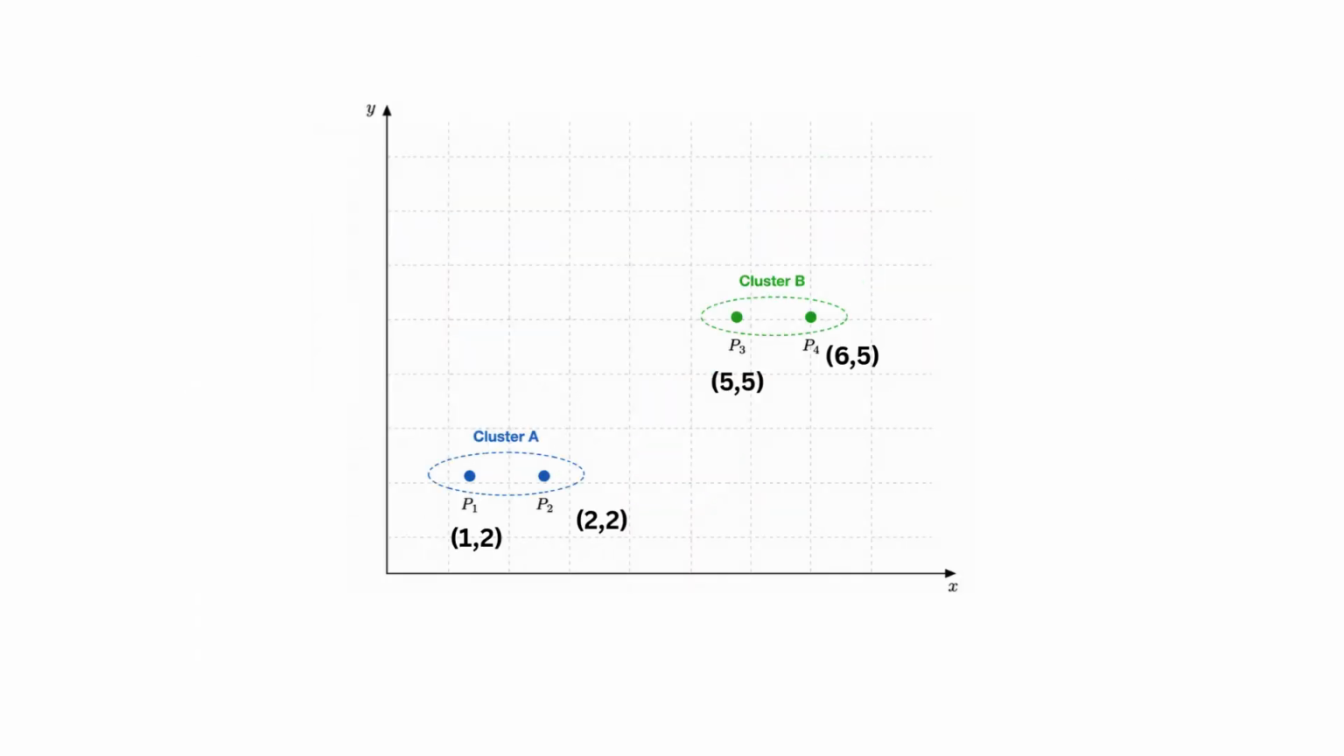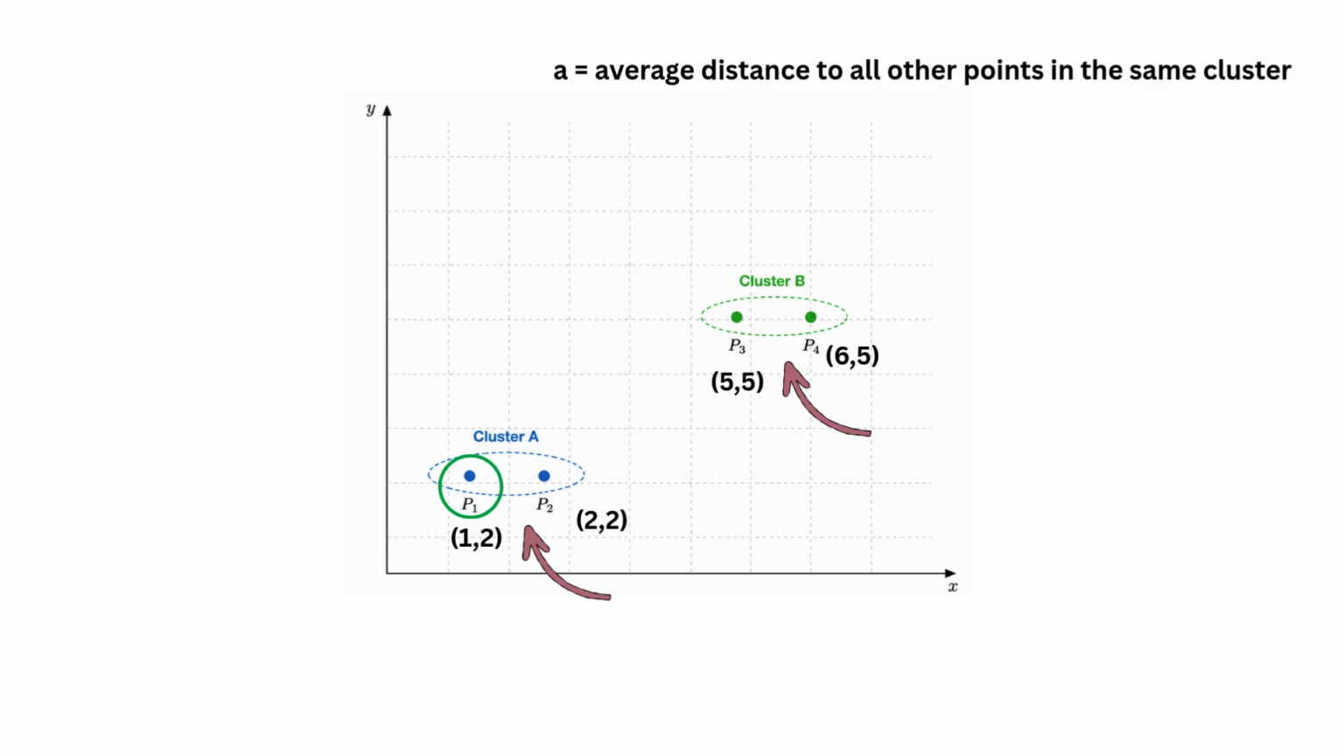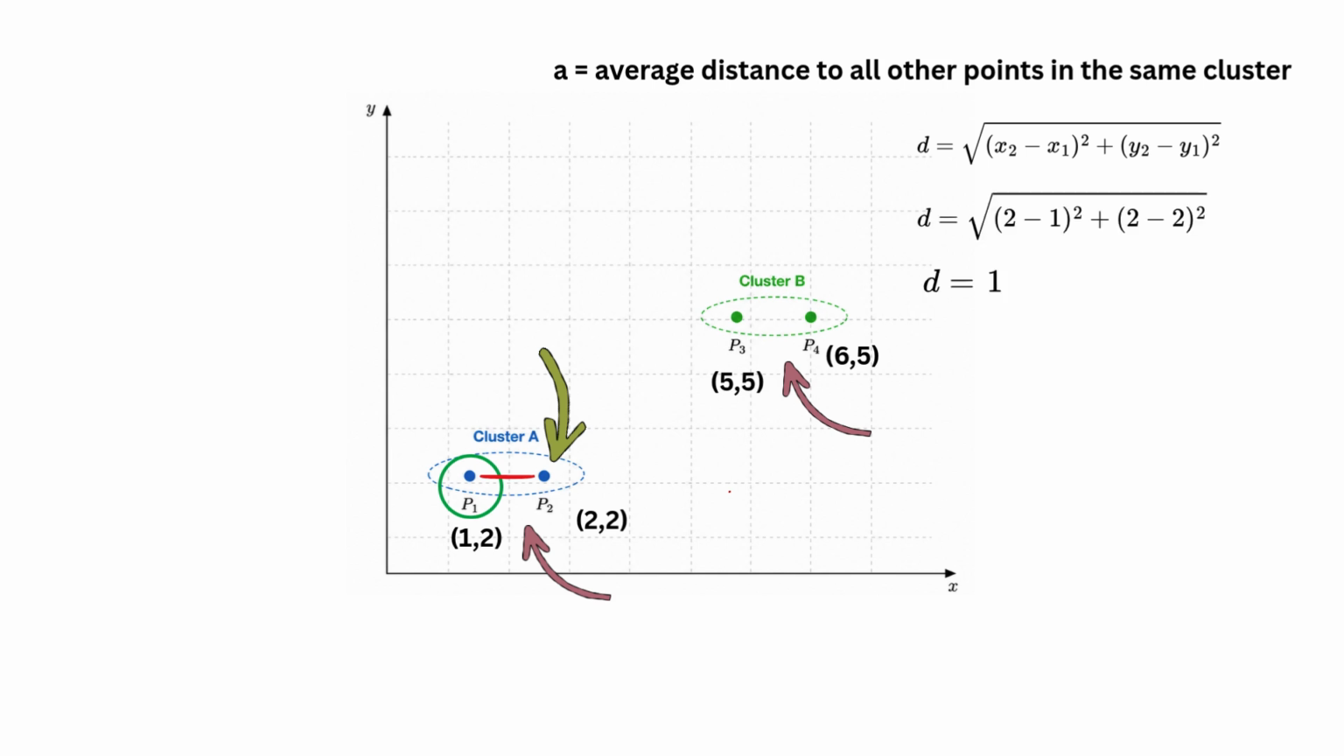Let's take a coordinate plane. We have cluster A and cluster B. We want to find the silhouette score for this specific point, P1, located at 1, 2. First, we calculate A. This is the average distance to all other points in the same cluster. Since there's only one other point, P2, we use the distance formula. The distance between 1, 2 and 2, 2 is exactly 1.